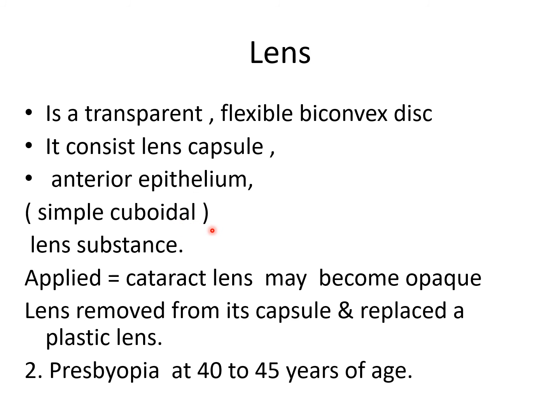The last one is the lens substance or the lens fibers. The lens fibers develop from lens epithelial cells that continue to divide, get elongated, and then transform into the lens fibers. They are mainly composed of soluble proteins called crystallins. The fibers formed earlier lie in the deeper plane, the newer ones occupy the more superficial. So this is the lens.